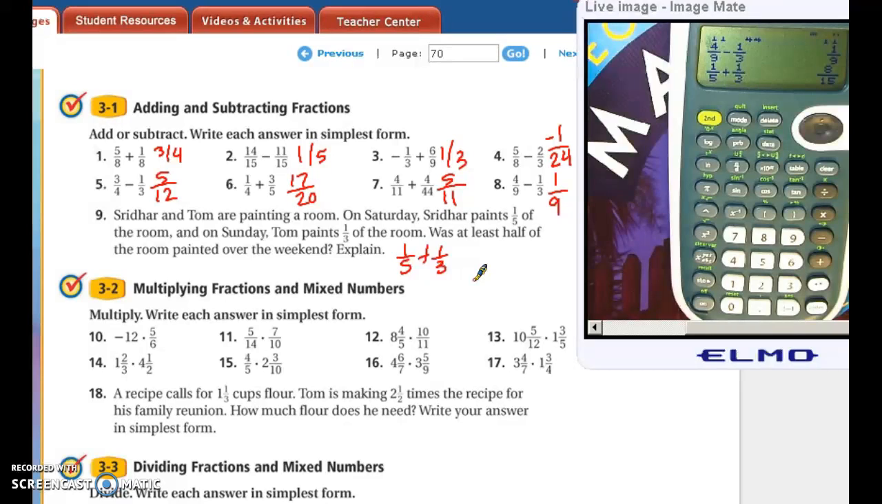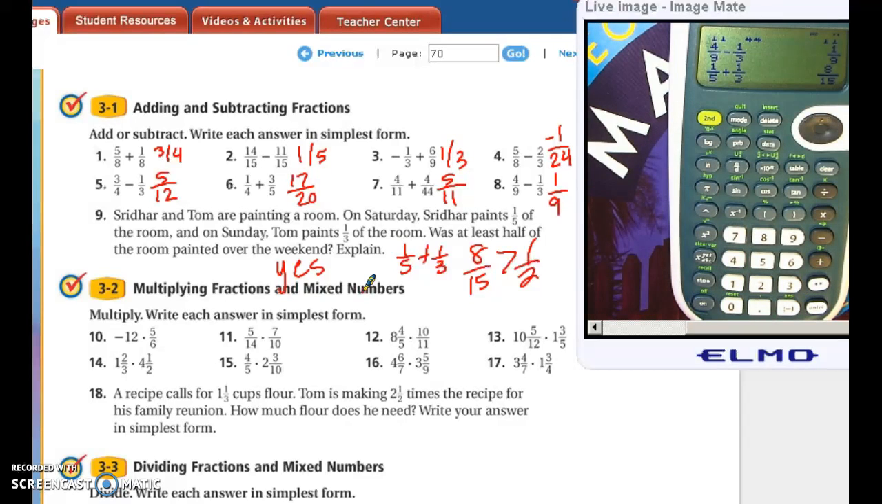1/5 plus 1/3 is 8 over 15. Half of 15 is 7.5. That is less than 8, so more than half was painted, so the answer is yes. 8 over 15 is greater than 1/2.